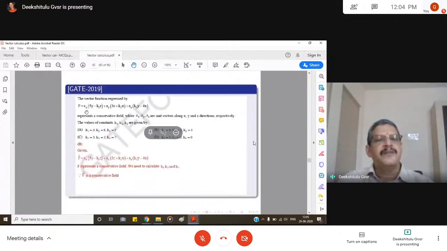So we have a problem from GATE 19. The vector function expressed by F is so and so. See, the confusing part here is that they are not using i, j, k. In all the problems I observed that they are not using i, j, k. It is to confuse you. They are using ax, ay, az in place of i, j, k. Don't get confused. These represent the conservative field, where ax, ay, az are unit vectors along x, y, z. The values of k1, k2, k3 are given by.